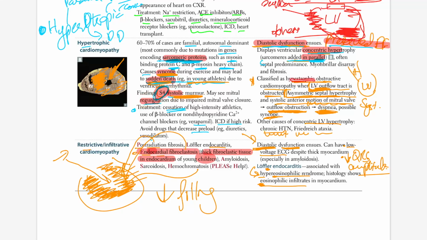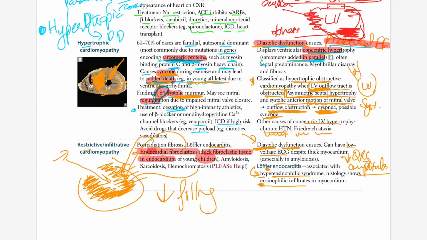Classified as HOCM when there is a proper left ventricular outflow obstruction, and asymmetrical septal hypertrophy will be seen. Other than that, other causes of concentric left ventricular hypertrophy are going to be your chronic hypertension and Friedreich ataxia.